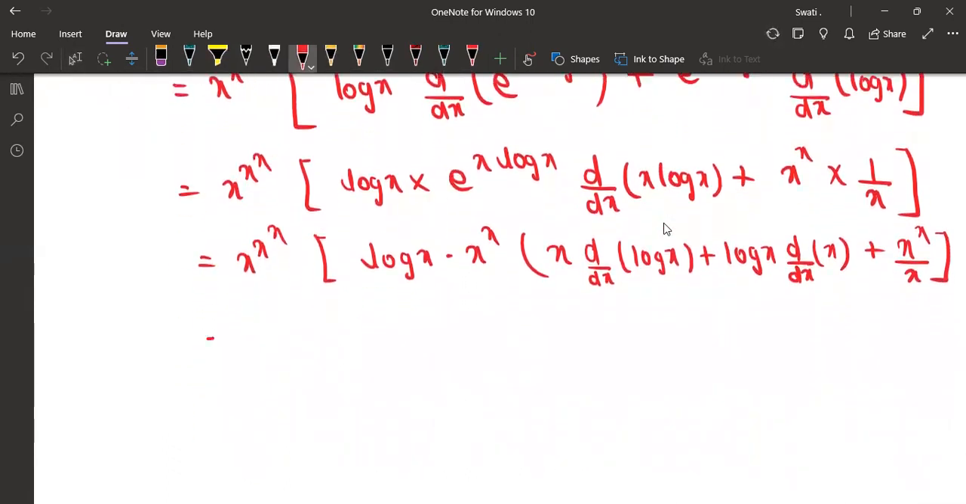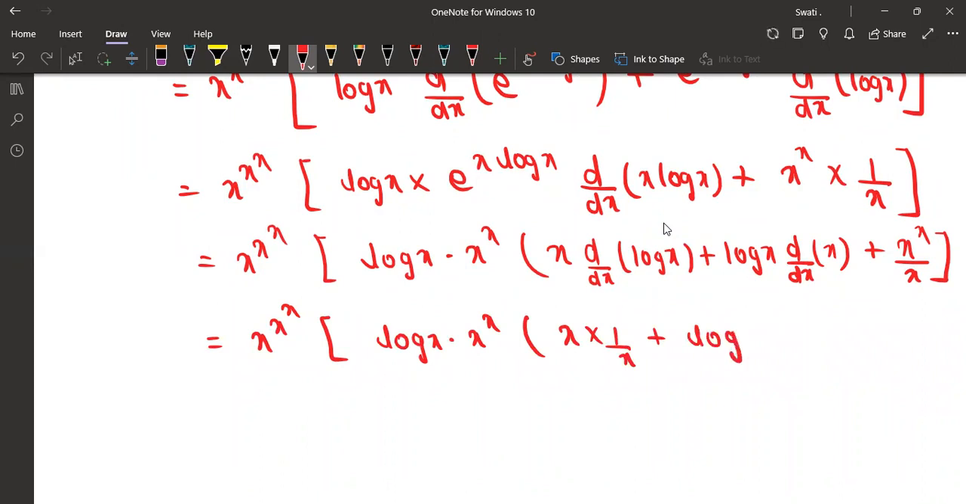So now we can write down this as x raised to x raised to x, and then in bracket we are having log x times x raised to x. In bracket here x, log x derivative is 1 upon x, so into 1 upon x plus log x, derivative of x with respect to x is 1, so into 1, and then plus x raised to x upon x.